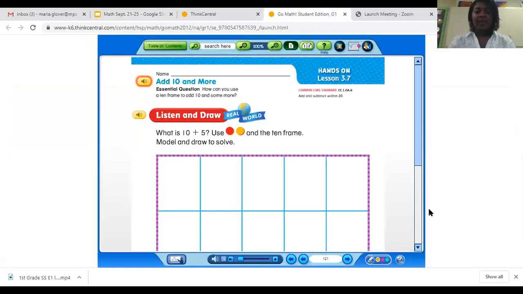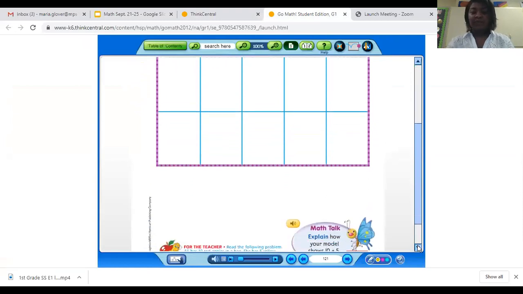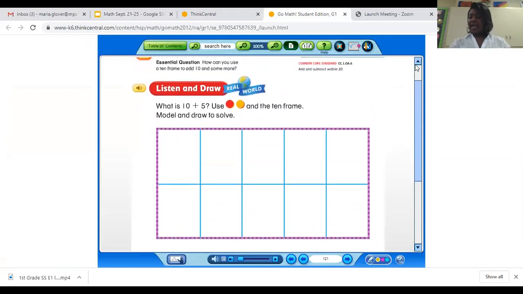All right, I'm in my Big Math book. I'm on page 121. And this is what it looks like, lesson 3.7. And I want you to listen and draw.